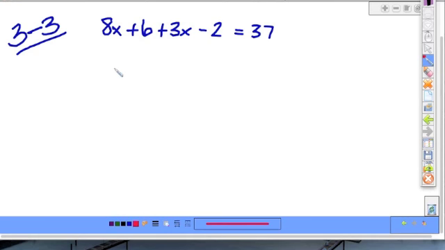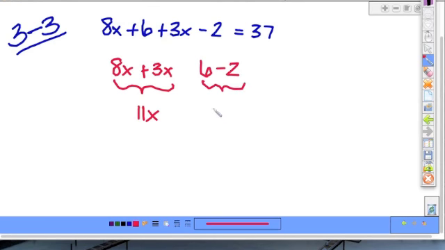I'm going to bring down my x's. So I have 8x plus 3x. They're the only ones that have a variable with them. So combining those two, I get 11x. Now I'm going to compare my other numbers. I have 6 minus 2 are my other like terms. When I put these together, I get plus 4. And now I'm just going to bring down my 37.